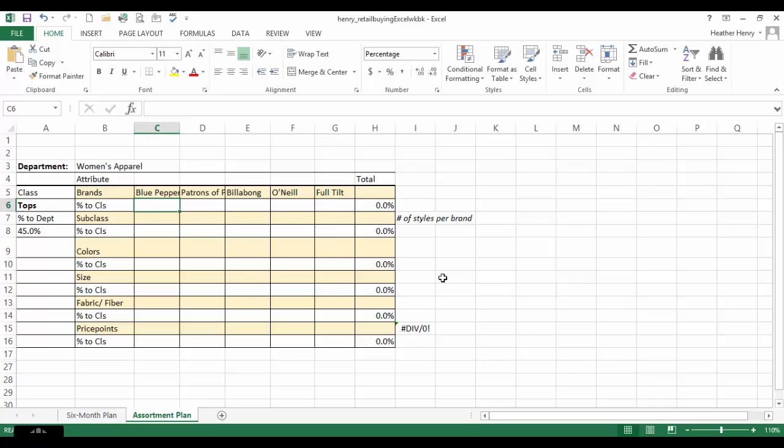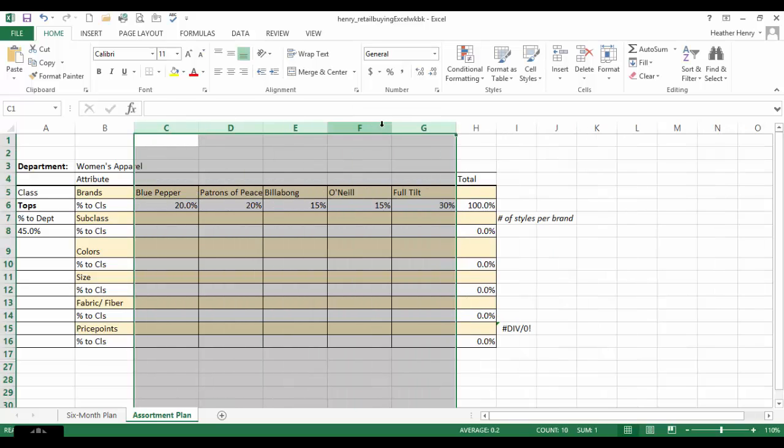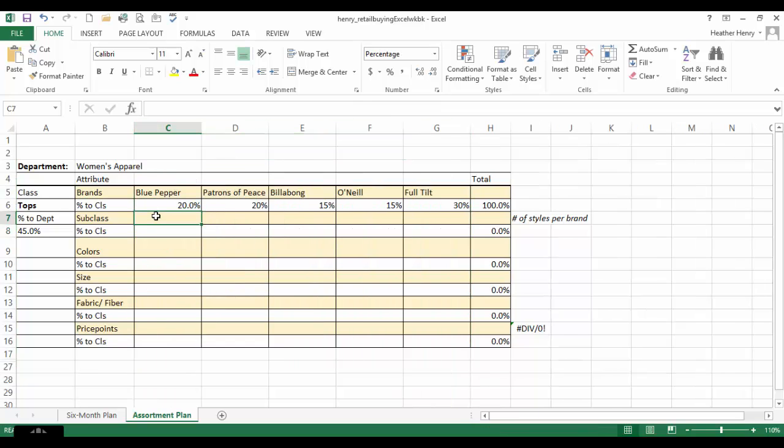The percent to the class that they represented, Blue Pepper was about 20% of the women's tops, Patrons of Peace 20% of the women's tops. I would say Billabong was about 15% of the total tops. O'Neill was also about 15% of the total tops, and the Full Tilt product was about 30% of the total tops. Let me go ahead and expand my column so we can read this a little bit easier.